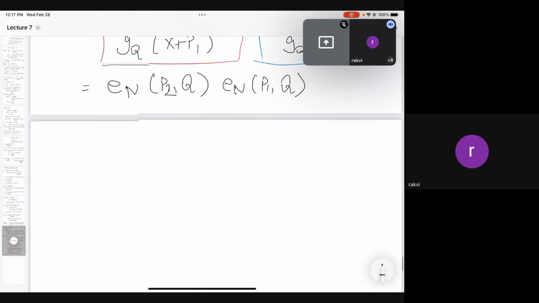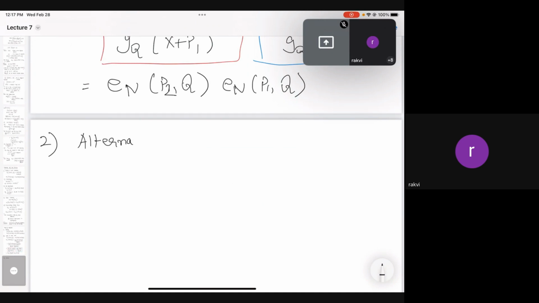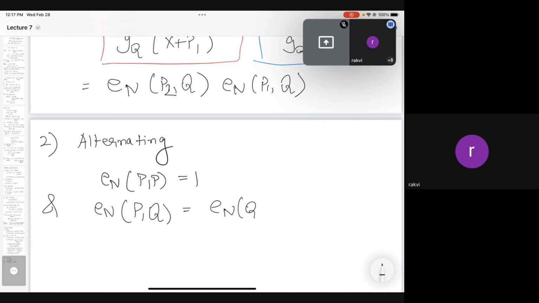So the second property is that this Weil pairing is alternating. What that means is En of P comma P is equal to 1. If both the variables are equal, then it is just 1. And if I switch them, they become inverses of each other. So En of P comma Q is not exactly equal to En of Q comma P, but they are equal up to taking inverses. They're not that far from each other.